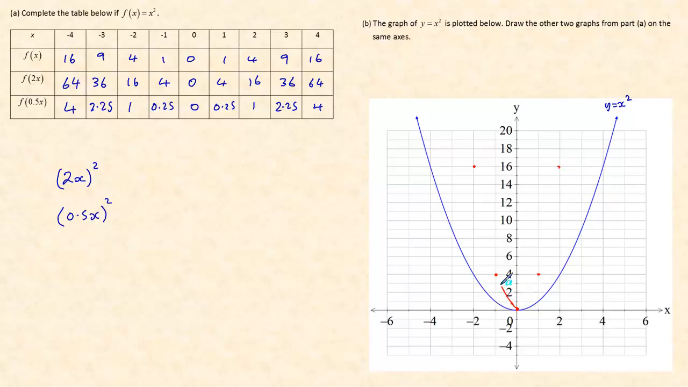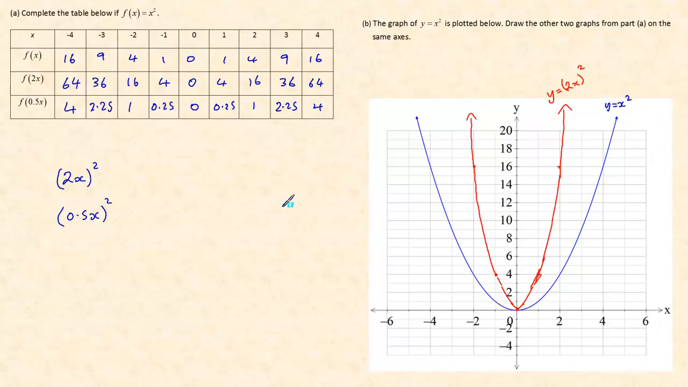And then we just need to try to draw this as well as we can. So like that. And like that. So we have y is equal to 2x all squared.